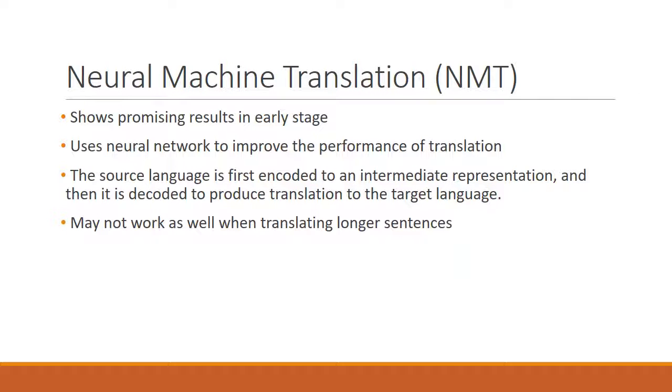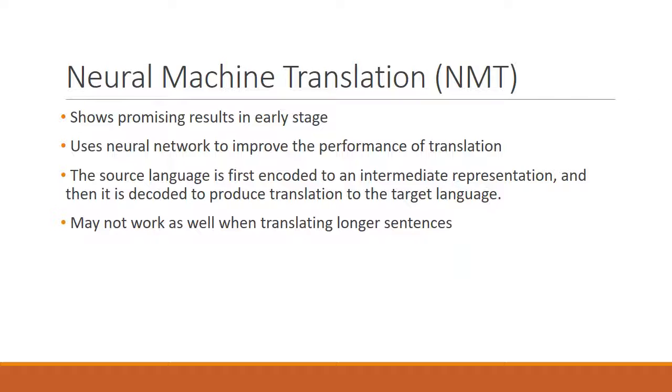Neural machine translation is a newly introduced machine translation approach that has become increasingly popular within the last several years. It uses neural networks to improve the performance of translation. Most of the early NMT approaches are encoder-decoder based. In this type of model, the source language is first encoded into an intermediate representation, and then it is decoded to produce the translation in the target language.